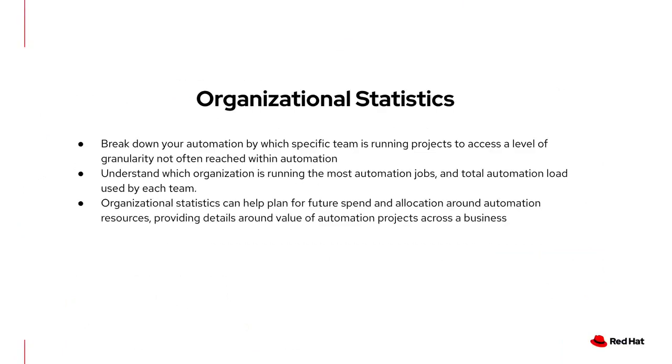We have a tool called Organizational Statistics that helps to solve this problem. With this tool, you can see automation at a team level, which is a level of granularity that is not often able to be reached with automation. You can look across the things you're automating to see which teams are running specific projects and understand which part of your organization is running the most automated jobs. Breaking down your automation data across these teams can help your organization plan for future spending with more precise data as to where resources are being used.